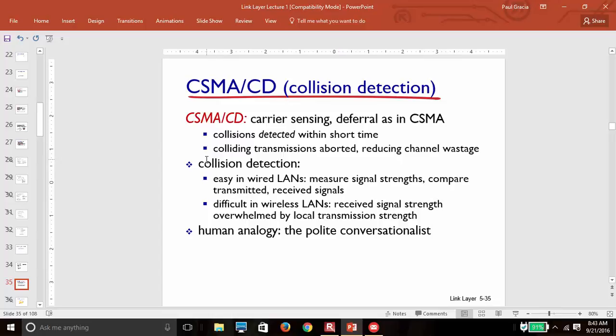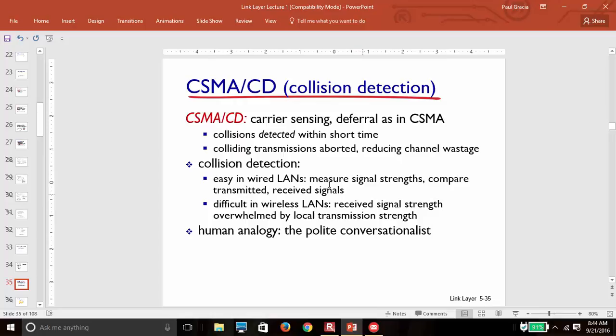So basically, collision detection is very easy to do in a wired LAN. Basically, you measure the signal strength and compare the transmitted and received signals. So if the signal strength is higher, that means there's another signal on the wire. So you have a collision.